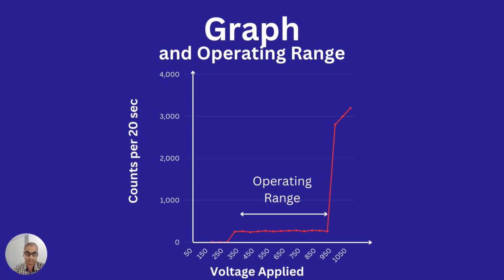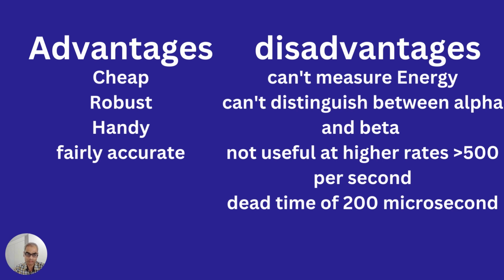Now let us see the advantages and disadvantages of this GM counter. The GM counter is very cheap. It is robust. You can use it in different environments. It is handy. You can carry it anywhere, and it is fairly accurate. It is not so accurate, but you can just work with this GM counter to certain extent.